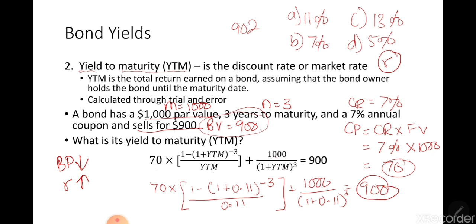That means the rate has to be more than 7%. It will be greater than 7%. So it cannot be 7% and it cannot be 5%. You can eliminate two options. You will be left with 11 and 13%. Out of the two, you can see that at 11% you will get a closer answer. So you know this is your yield to maturity. So if the investor holds this bond till maturity, he will get a return of 11%.